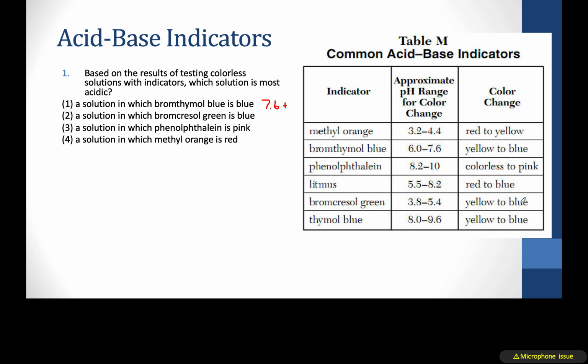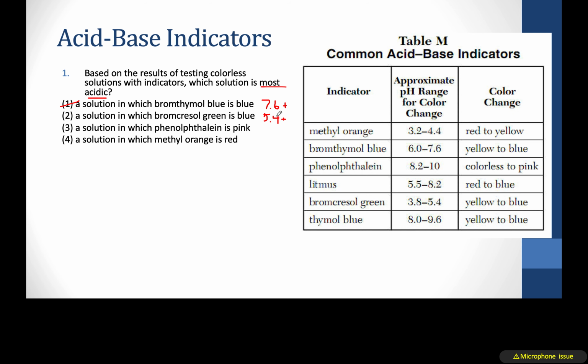Right? It's on the right side of the range. So any solution that's 5.4 or higher is going to be blue. So right now, we can get rid of answer 1, right? Because it's asking for the most acidic. So right now, this solution is the most acidic at a 5.4. Remember, the lower the number, the more acidic it is.